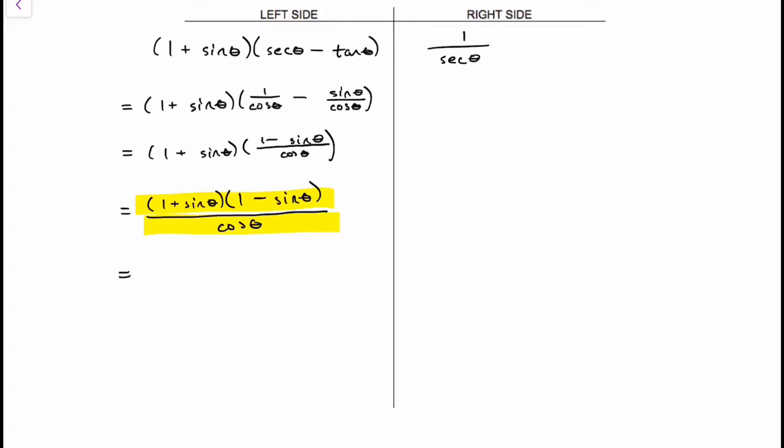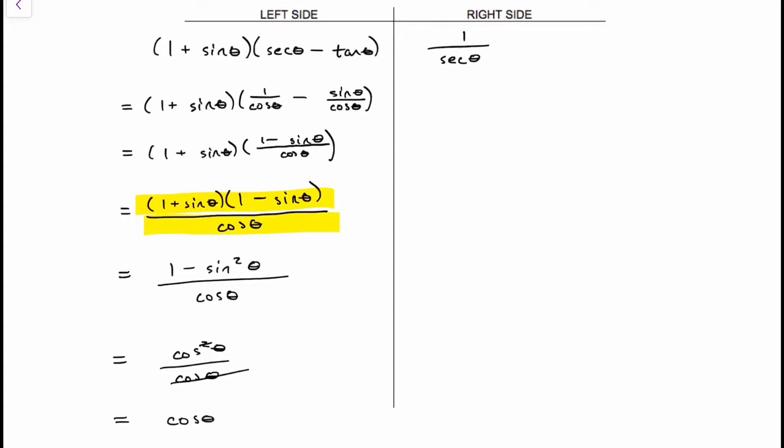So we get 1 minus sine squared over cos, because 1 times 1 is 1, and sine theta times negative sine theta is the negative sine squared. 1 minus sine squared is a Pythagorean identity, so it's just cos squared over cos theta. One cos theta cancels with the squared, and we're left with cos on the left.